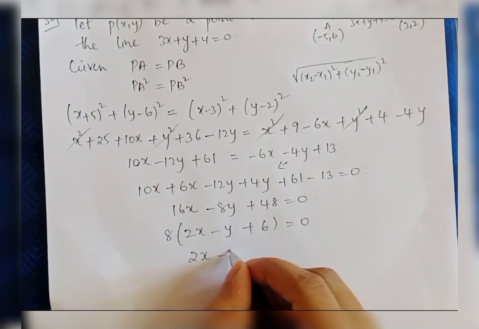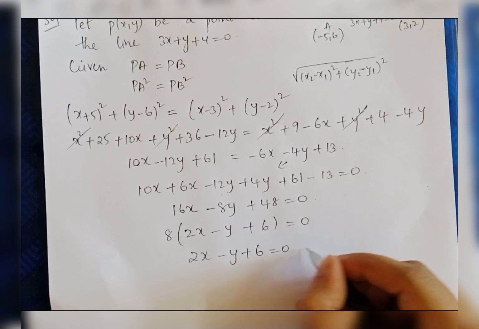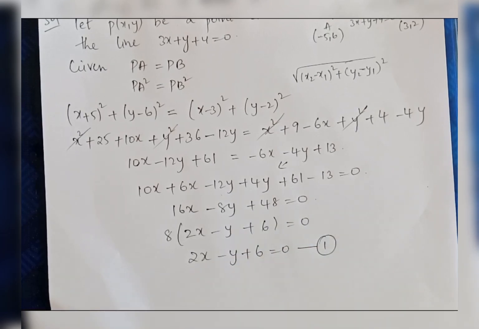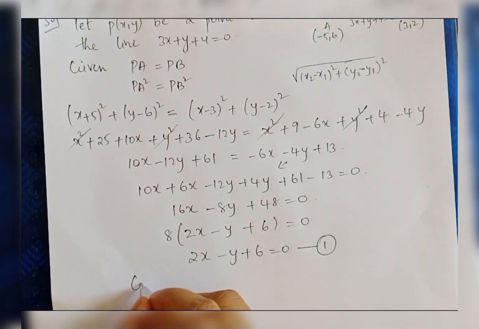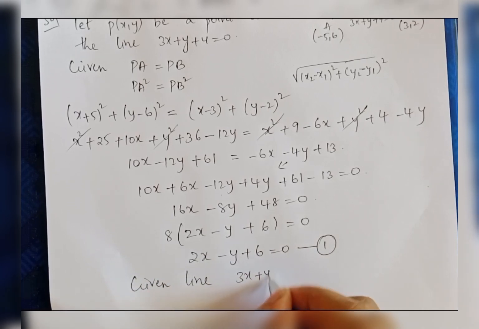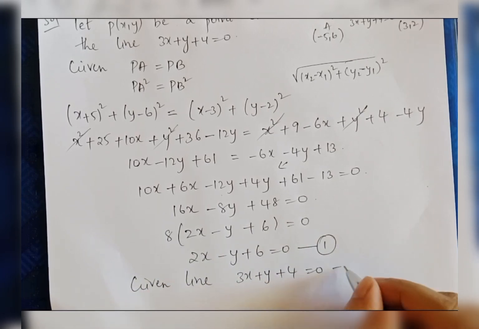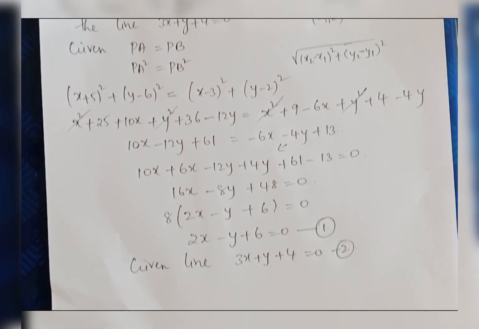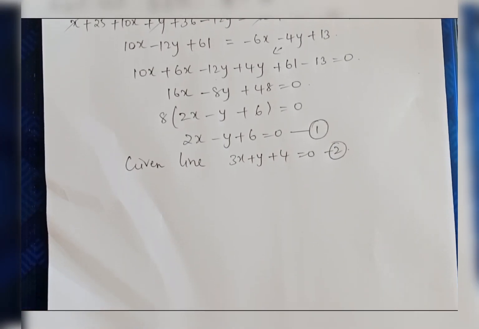So our equation is 2x minus y plus 6 equal to 0, which is equation 1. The given line is 3x plus y plus 4 equal to 0. This is equation 2. Solving 1 and 2.